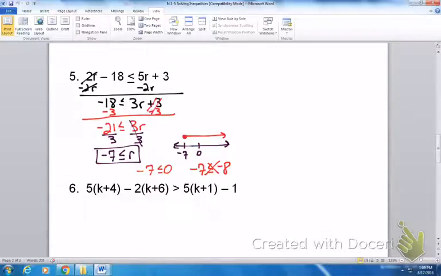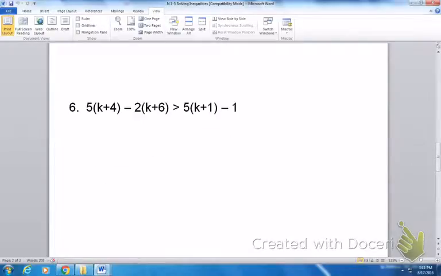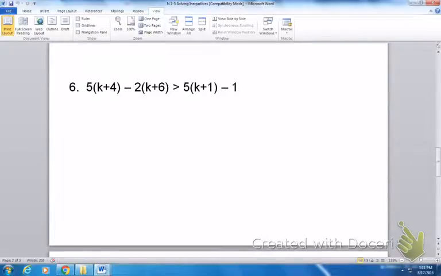Now let's get into kind of a long one. We've got some distribution we're going to have to do here. I'm going to go ahead and note that we have a just greater than sign, so it's going to be an open point when we graph it. So let's start off, guys. Let's just get the distribution done. We've done this the last few days.